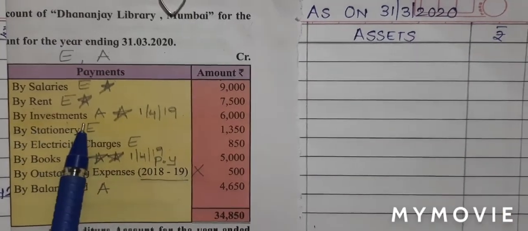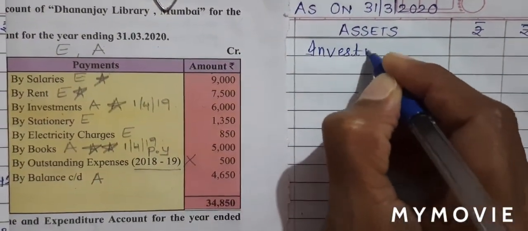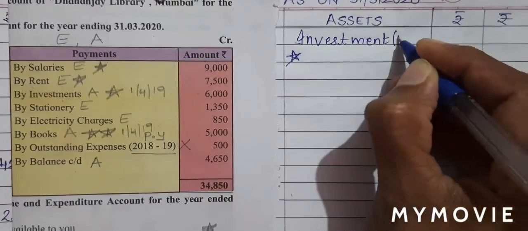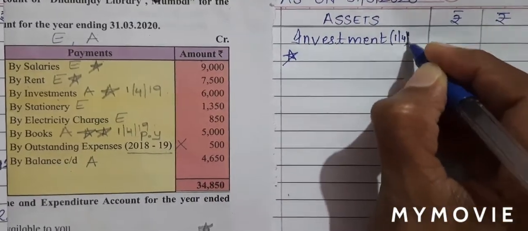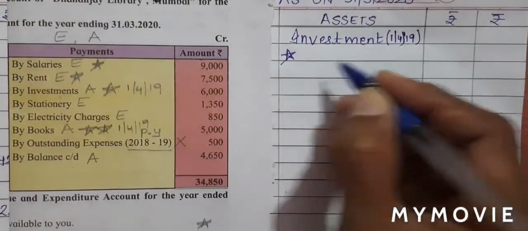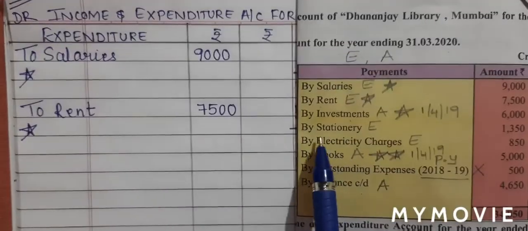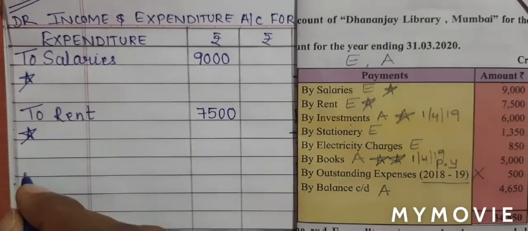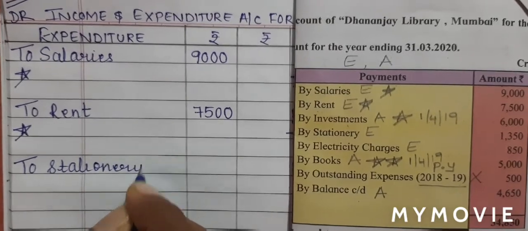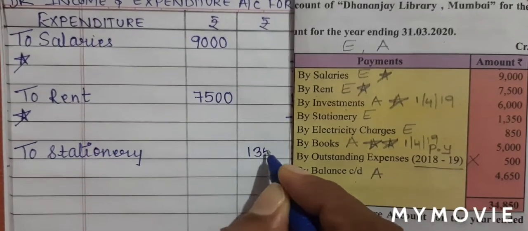Next is investments. On the asset side, I will write investments. Since there is a star and date also is given, so we will mention the date. So while calculating our interest, it becomes easy for us. We'll mark a star and write it in the inner column 6,000. Next is stationery. So on the expense side, I'll write to stationery. Since there is no star, I'll write the amount in the outer column 1,350.